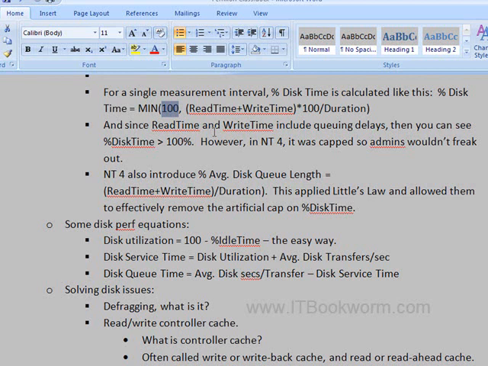this was capped at 100 in NT4 and in 2000 and in 2003. But I have seen percent disk time over 100% in Server 03. So I think they've removed that cap, and he just didn't know about it. But all the same, if you see it over there, just realize that that's what it is. It includes wait times.